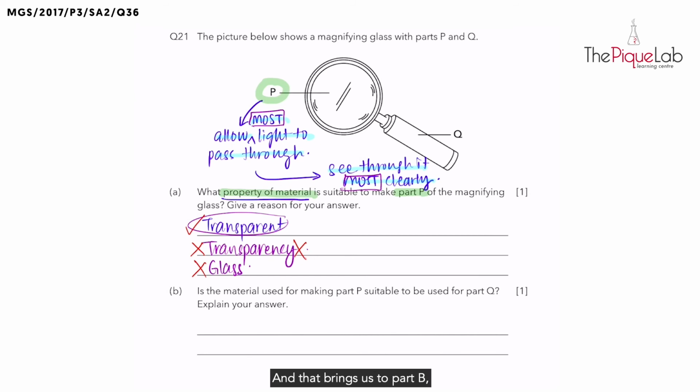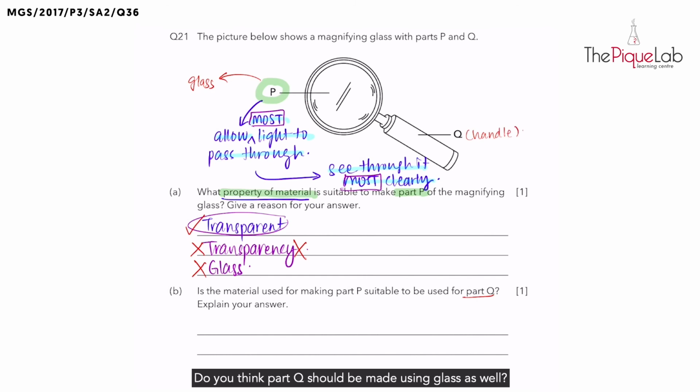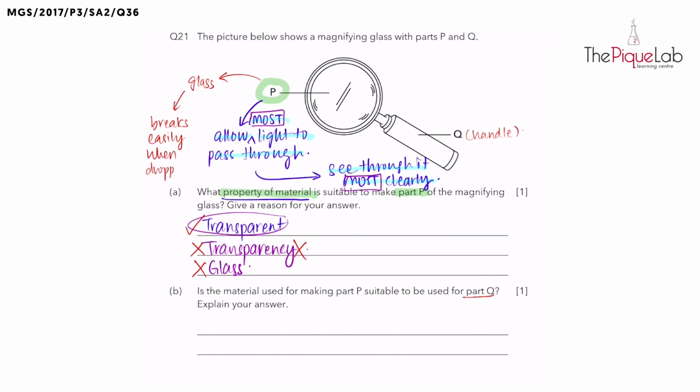And that brings us to part B. Is the material used for making part P suitable to be used for part Q as well? So the material used to make part P would be glass. Why glass? Because glass is transparent. However, part Q is the handle. Do you think part Q should be made using glass as well? No, right? Why no? Because glass is a material that what easily when dropped? Yes, breaks easily when dropped. And that's your answer for part B. No, glass breaks easily when dropped.